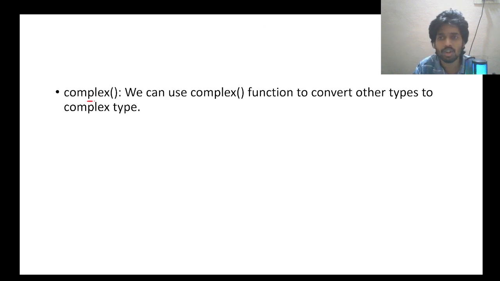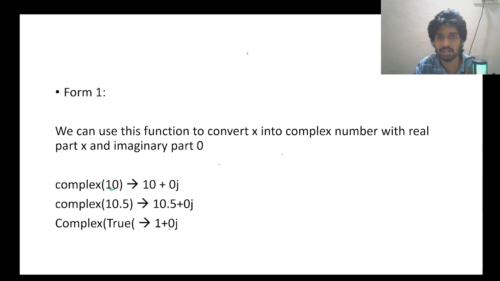And we have the complex function here. We can use the complex function to convert other types to complex type. The same logic applies. For the integer function, we can convert other types into integer. For float, other types to float. The same concept applies for complex. If you want to convert other types into complex type, then we can use the complex function.